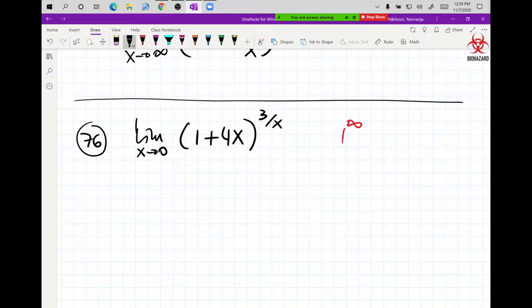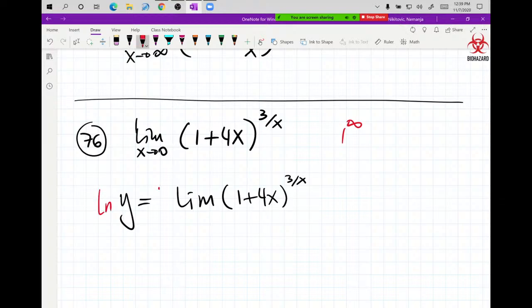Set this equal to y. Oops, forgot the x. And snuggle in this ln. And then swap ln and limit. So try this one on your own. Try it and then let's see how it works.